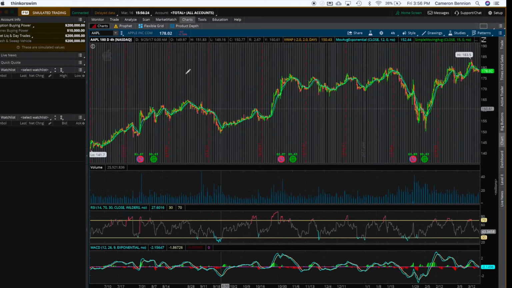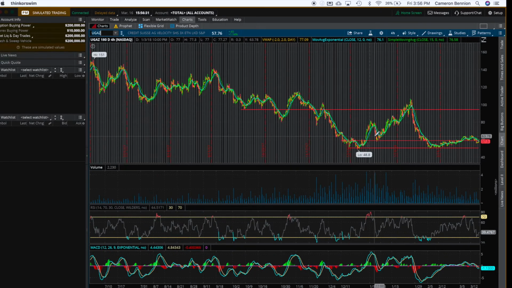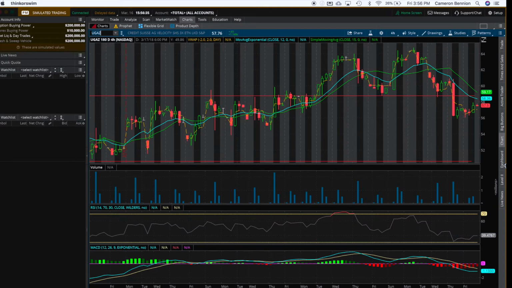So, like I said, we're not going to talk about Apple right now. We're going to go back to UGAZ because that is one of the positions that I'm currently in right now. So I go down here, I look at the chart pattern, and I go, okay, it looks like it's trading above the VWAP right now. That's an indicator that I use for day trades and things like that. But long story short, I go, okay, I want to buy into this. What do I do?